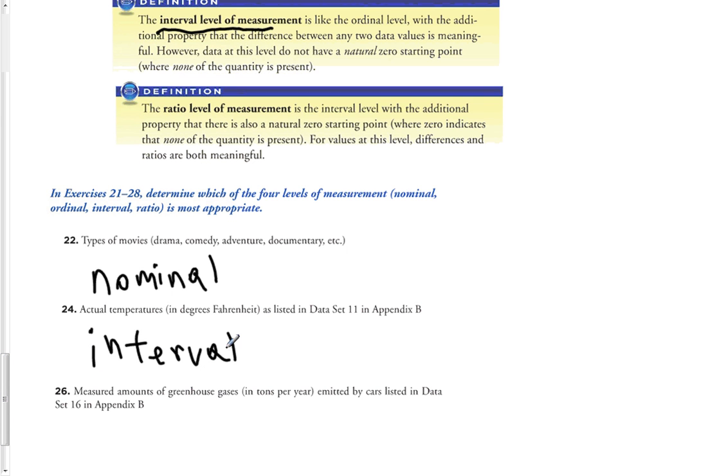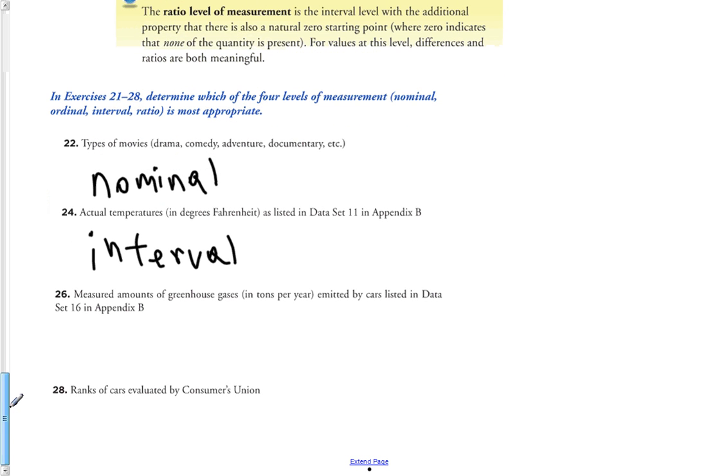Actually, there is one temperature scale that is ratio level, and that's the Kelvin scale that they use in science. With the Kelvin scale, zero is actually called absolute zero, and it actually represents the absence of heat or motion in the object. So the temperatures that we use, Fahrenheit and Celsius, are not ratio level because 0 doesn't represent the absence of heat, but there is a ratio level temperature measure called the Kelvin scale. Now 26. Measured amounts of greenhouse gases in tons emitted by cars listed in the data set 16.